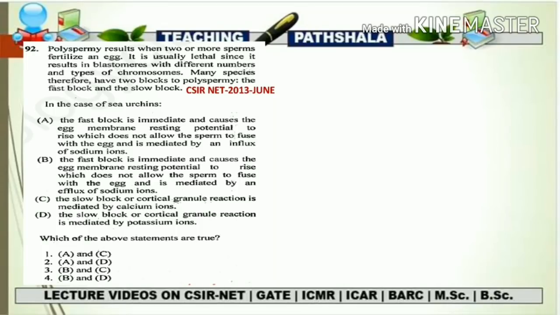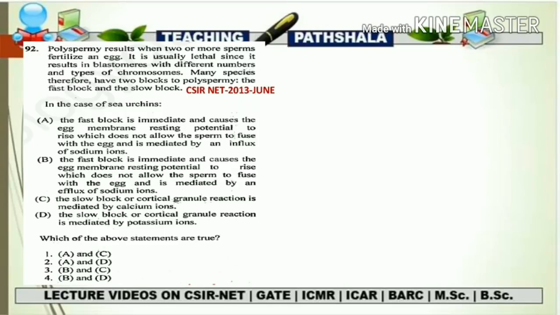In the case of sea urchin, they have given you a total of 4 statements. You have to pick any 2 statements that are correct. In sea urchin there are 2 types of prevention of polyspermy: first is the fast block and second is the slow block. So you have to pick the correct statements that designate the fast block definition and the slow block definition. The first option is that the fast block is immediate and causes the egg membrane resting potential to rise, which does not allow the sperm to fuse with the egg, and is mediated by an influx of sodium ions. This option is totally correct because it represents the correct step of the fast block of polyspermy.